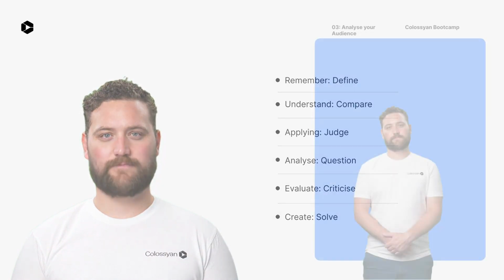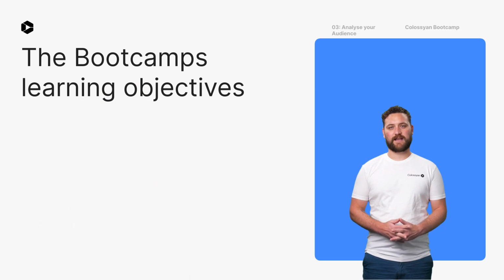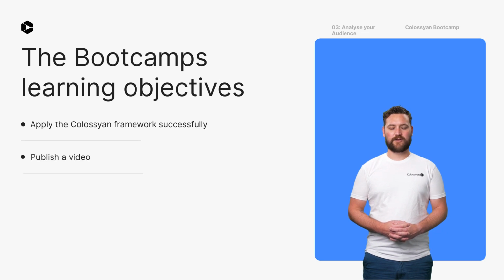For example, here are 2 of the learning objectives I've set for the bootcamp. They need to be as practical as possible for this, so I'll target a higher level Bloom-style learning objective. I've gone with apply the Colossyan framework successfully and publish a video. Ultimately, you want to ensure that whatever your learning objectives are, they're measurable, to ensure they are achievable and have the desired outcomes. But we'll discuss measurement in a different video.